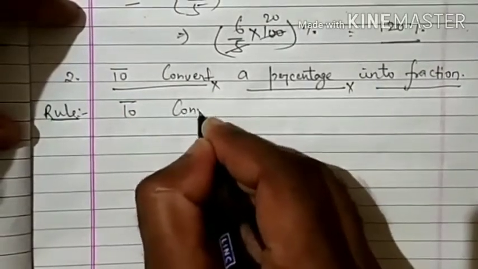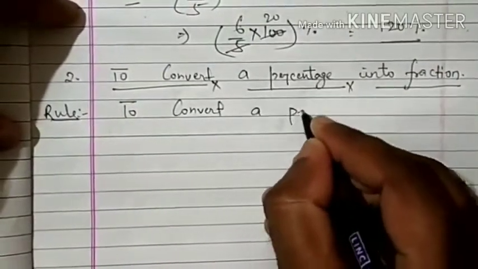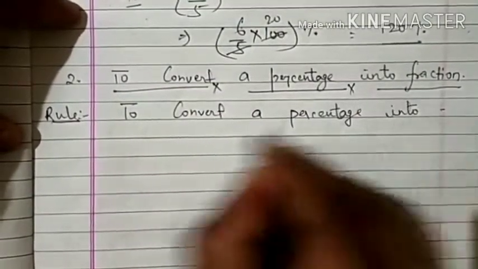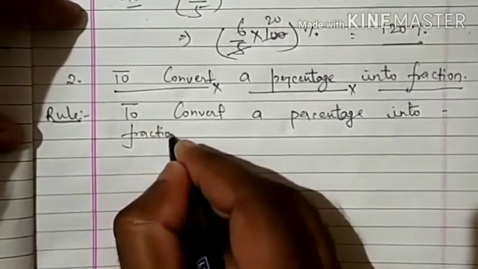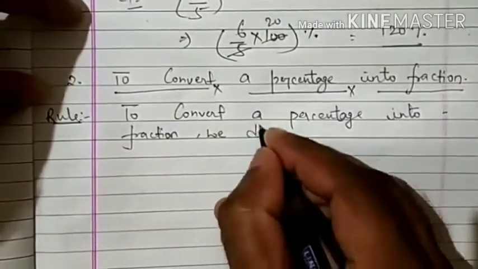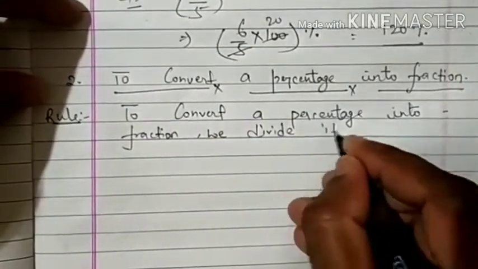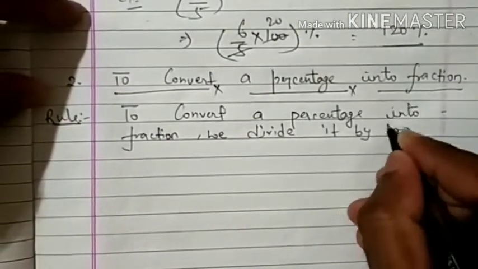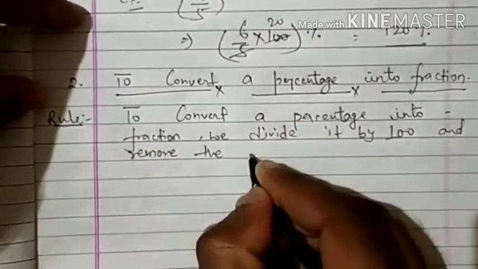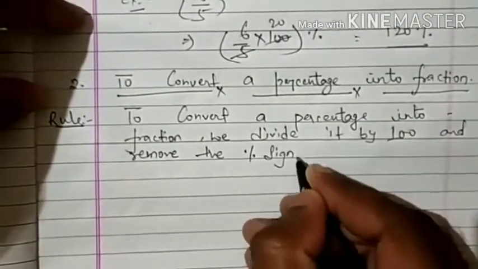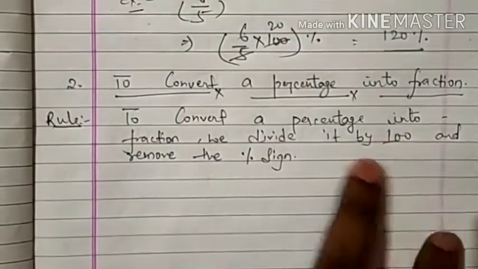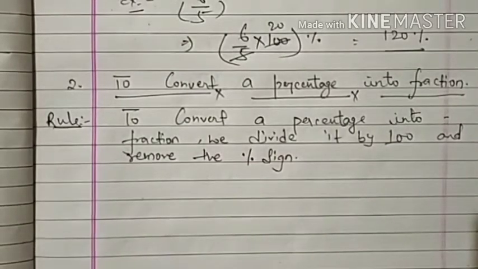To convert a percentage into fraction, we divide it by 100 and remove the percent sign. क्या करते हैं, किसी भी परसेंटेज को फ्रैक्शन में कन्वर्ट करने के लिए उसको 100 से पहले डिवाइड करेंगे एंड देन वी विल रिमूव द परसेंट.